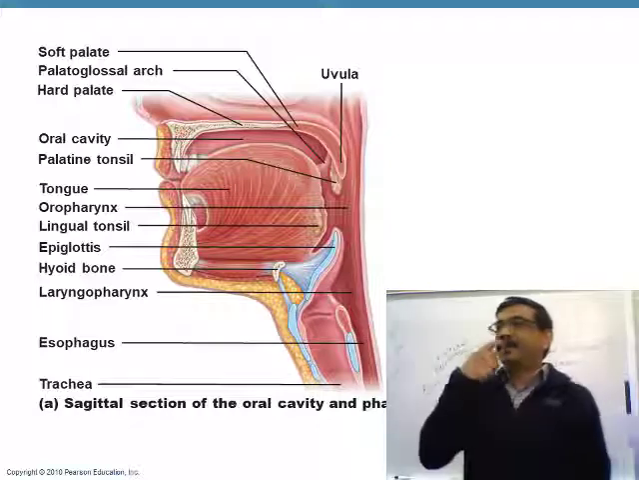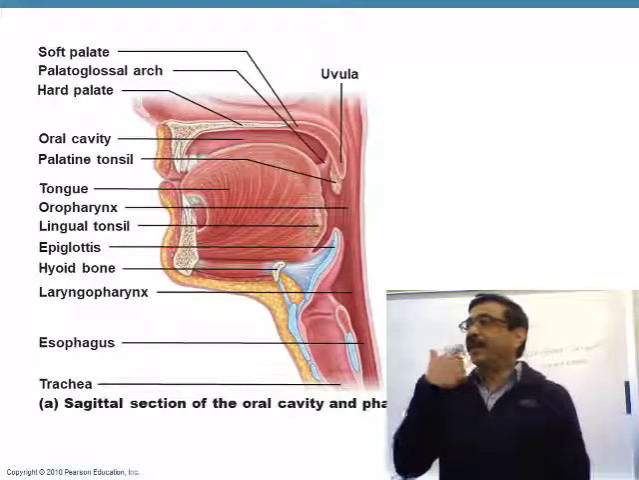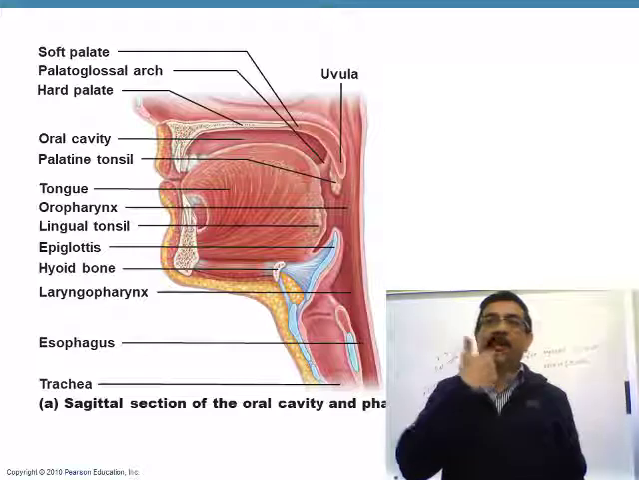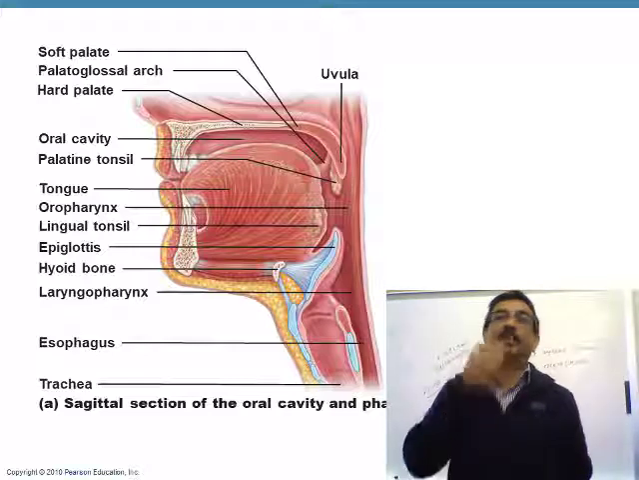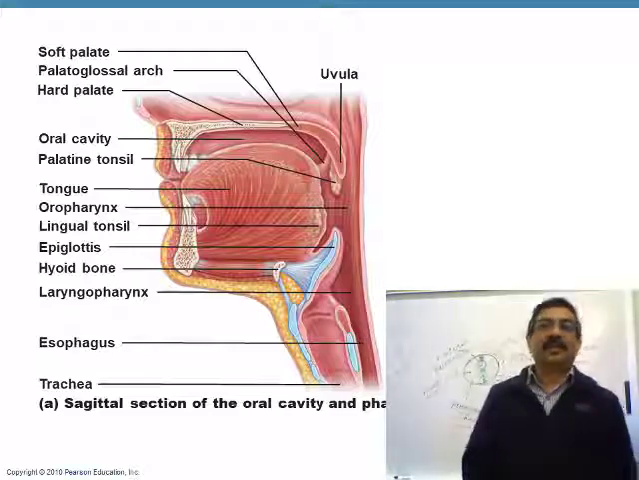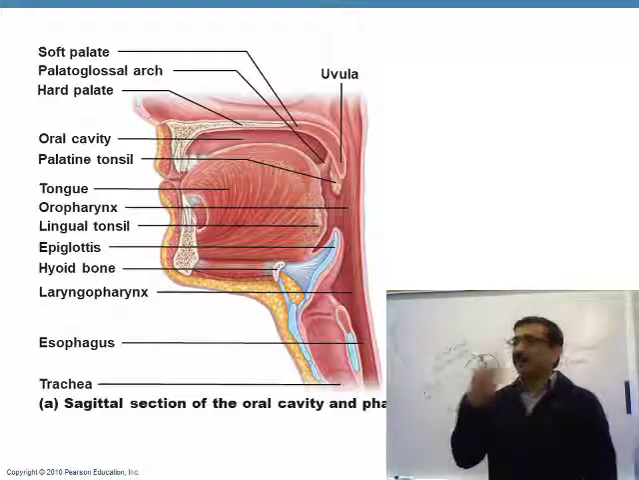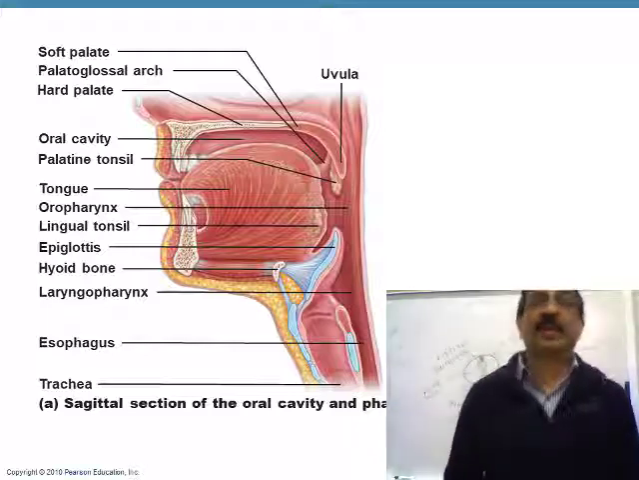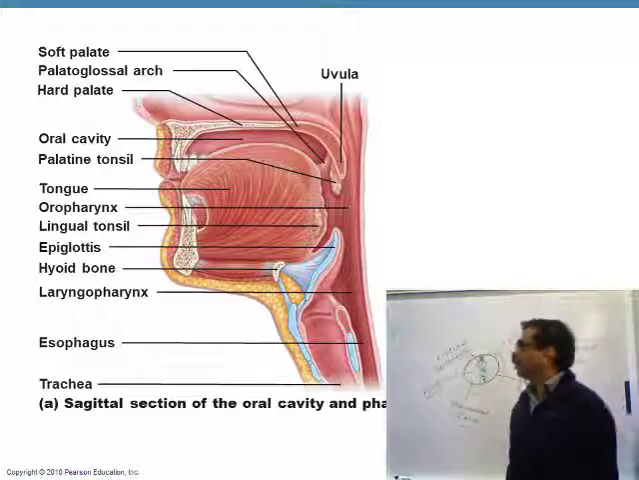Oral orifice is the anterior opening of the mouth. So, the anterior opening of the mouth through which you put the food inside. Ingestion, taking the food inside the mouth, that is the oral orifice.